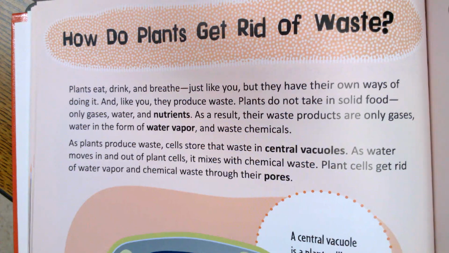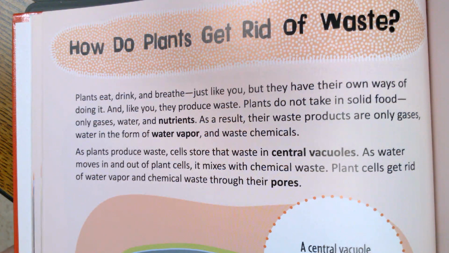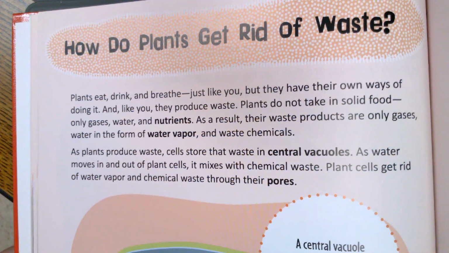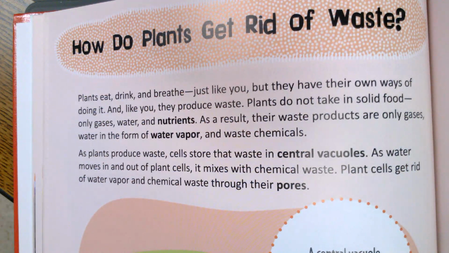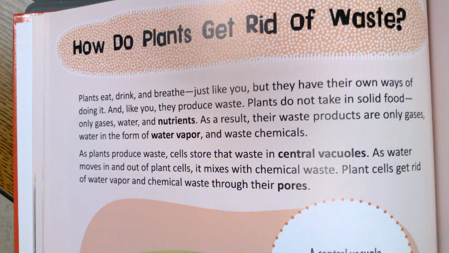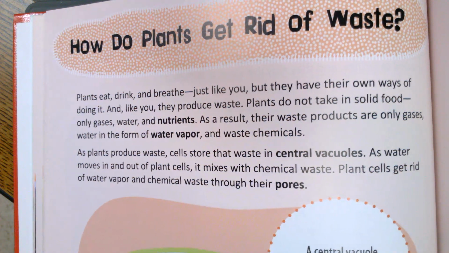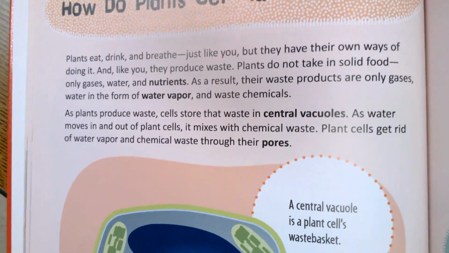Chapter 9. How do plants get rid of waste? Plants eat, drink, and breathe, just like you, but they have their own ways of doing it. And, like you, they produce waste. Plants do not take in solid food, only gases, water, and nutrients. As a result, their waste products are only gases, water in the form of water vapor, and waste chemicals.